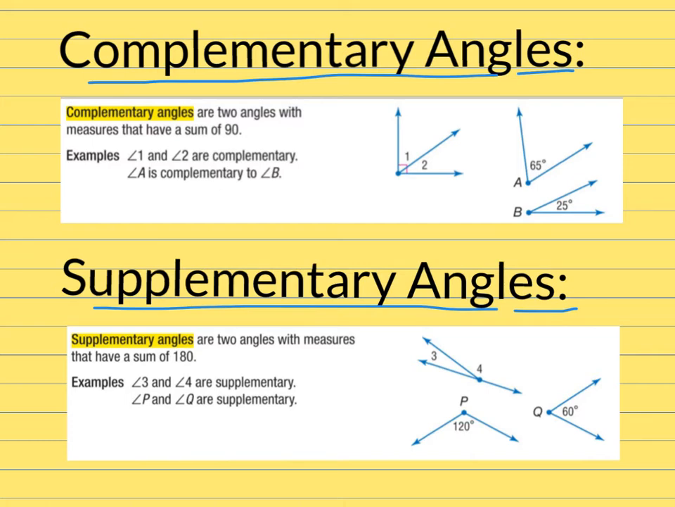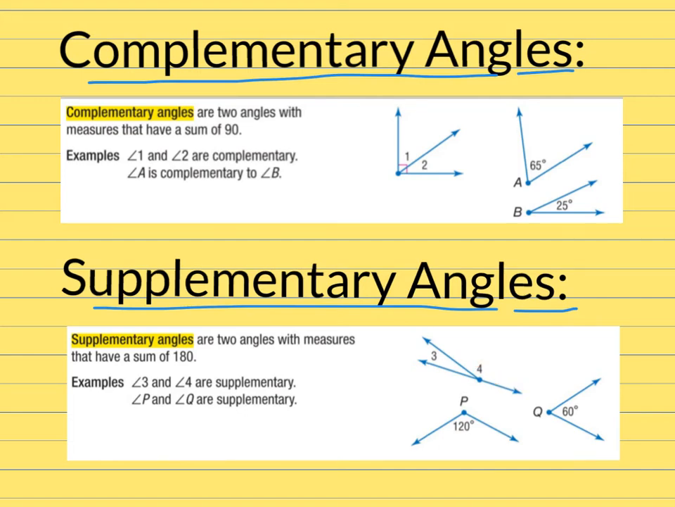Supplementary angles, on the other hand, are two angles, again, two angles with measures that have a sum of 180. So angles 3 and 4 are supplementary. Notice this is a linear pair. All of the angles on one side of a line are going to add up to 180. So just by looking at this, we know that angles 3 and 4 are supplementary.